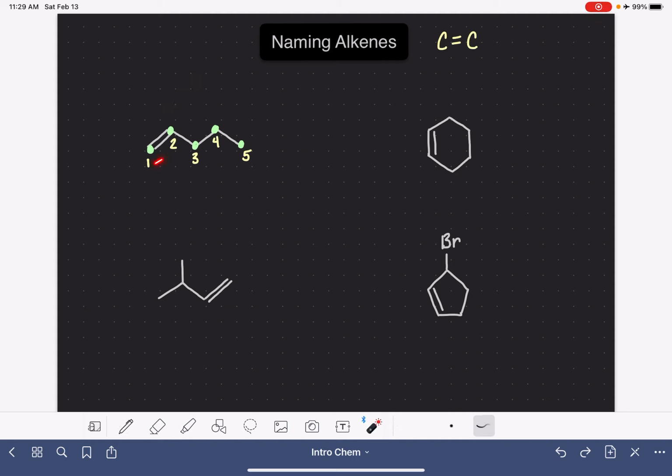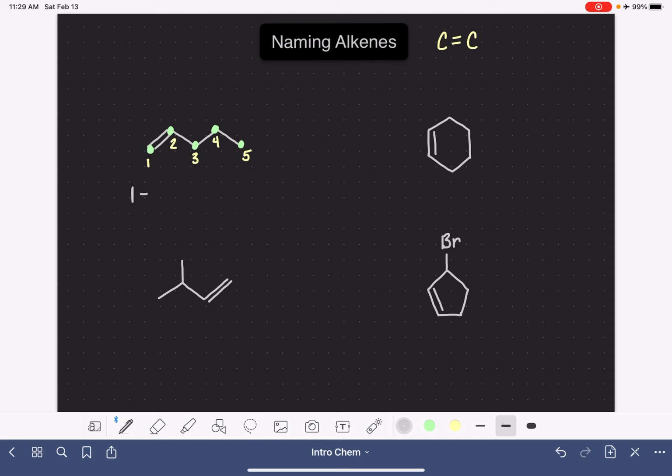To locate the position of a double bond, since it does extend between two carbon atoms, we just use the number of the first carbon atom in the double bond. So again, even though the double bond extends across two carbon atoms, we only use the location of the first carbon atom, or the number of the first carbon atom, to give the location of the double bond. The first carbon atom of the double bond is a 1, and so that's the location of this particular double bond.